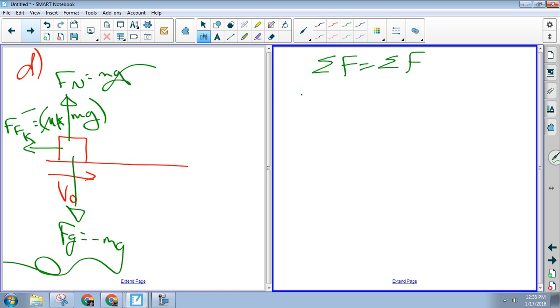Mass times acceleration equals negative mu k mg, right? We should have that one. Net force equals mass times acceleration. It should be tattooed with "mass is not equal to weight." All right, masses cancel, so now I know my acceleration.